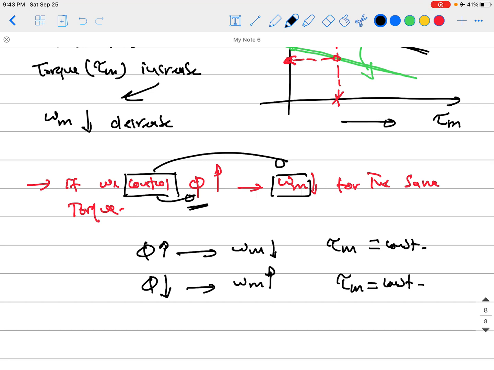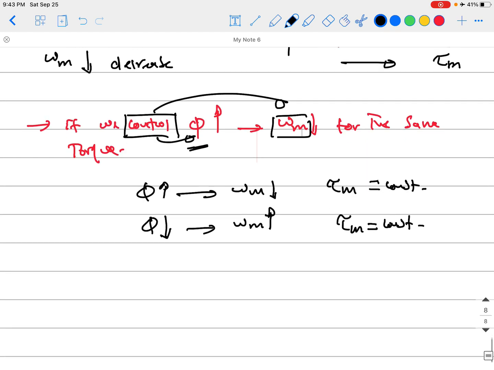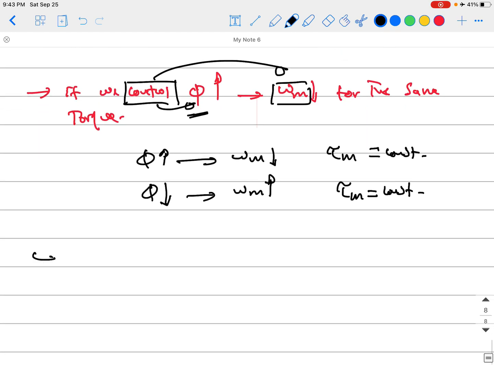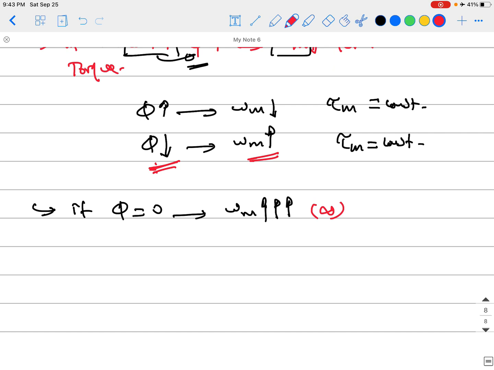Okay, guys? But that is the whole point here. Imagine if phi equals 0. If you have no flux at all, if you do not apply any voltage to the field winding and you don't have flux, while the flux is very small, the speed will go very, very high. Because we said, if the flux goes down, the speed goes up. It goes very, very high, reaching infinity. So that's a very, very important hint to carry.